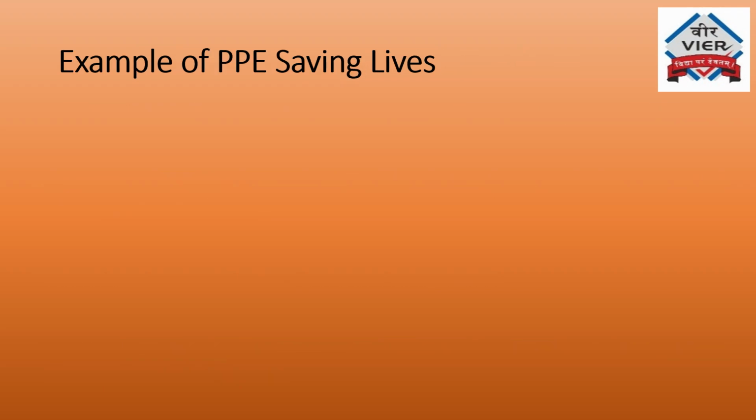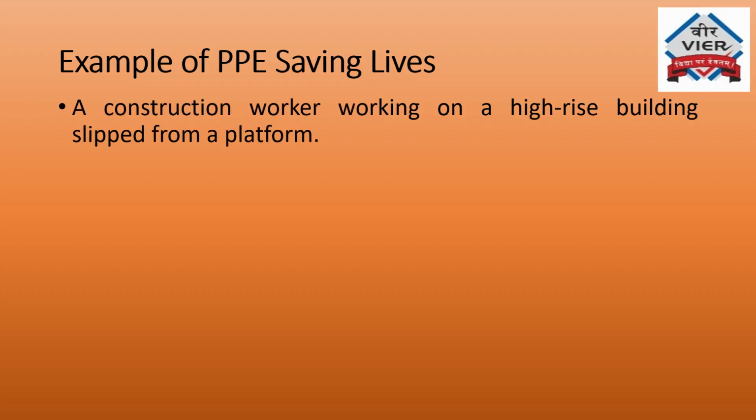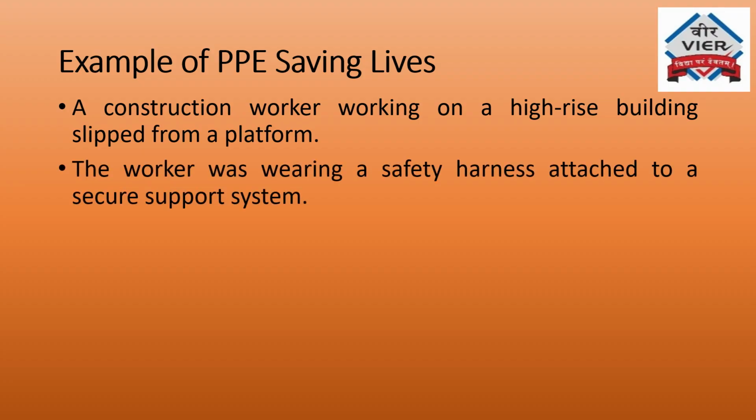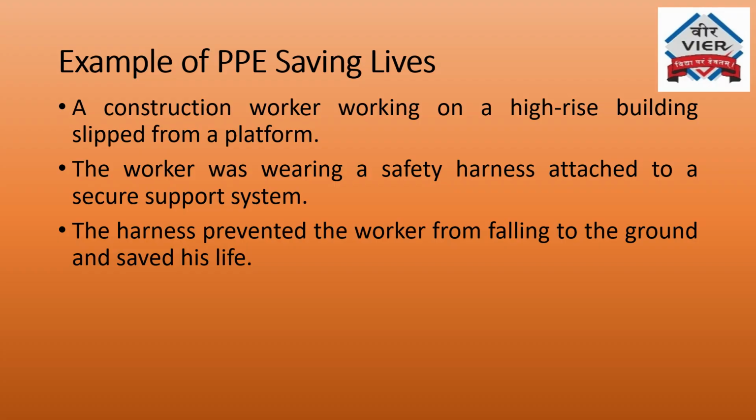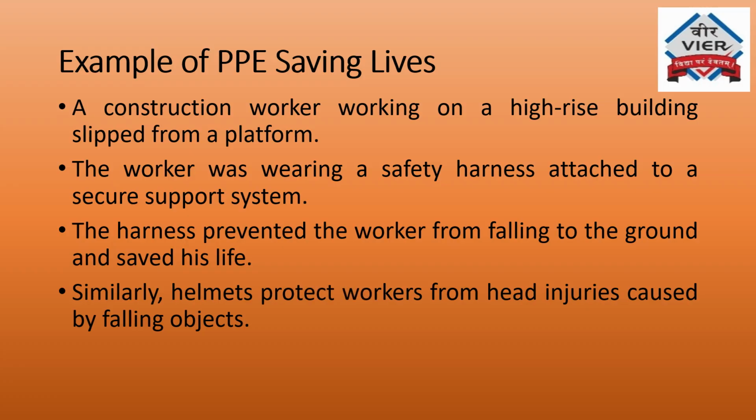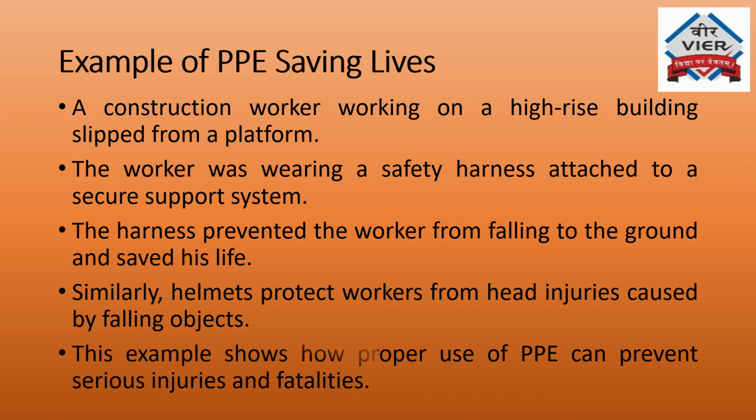Example of PPE saving lives. For example, a construction worker working on a high rise building slipped from a platform. But the worker was wearing a safety harness attached to a secure support system. So the harness prevented the worker from falling to the ground and saved his life. In the same way, a helmet protects workers from head injuries caused by falling objects. This example shows how proper use of PPE, personal protective equipment, can prevent serious injuries and fatalities.